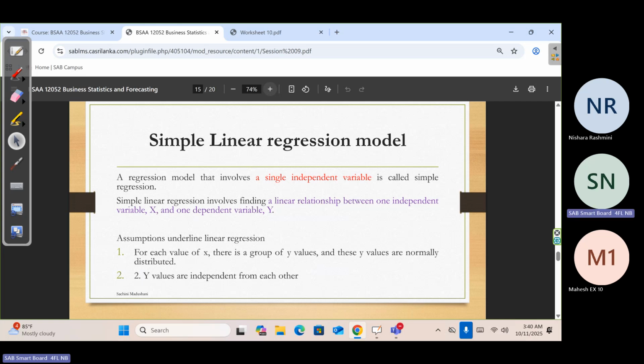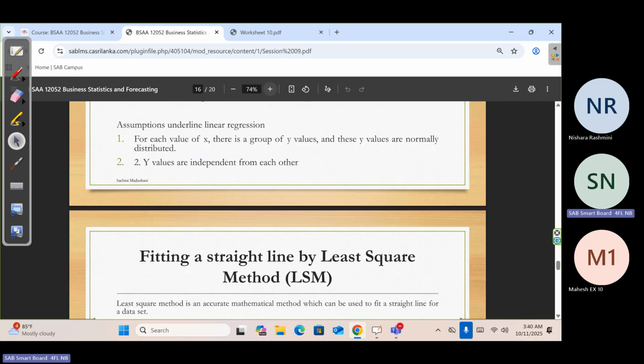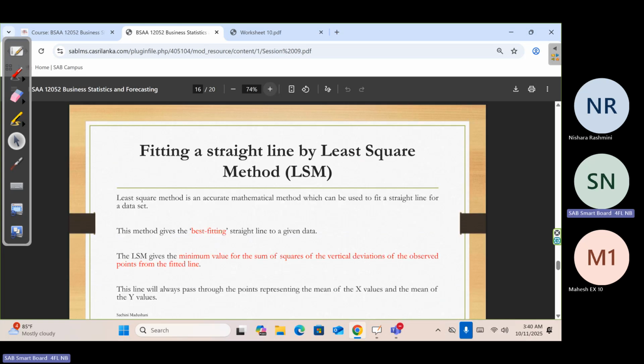Understood? Okay. Then we can construct the regression model. Then here we study the simple regression model. Here we use the least square method to construct the regression model. Okay, then this method we call as least square method. Okay, then no need to study this. What is the method? It's an advanced one.